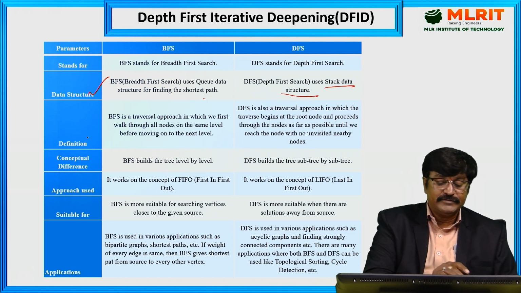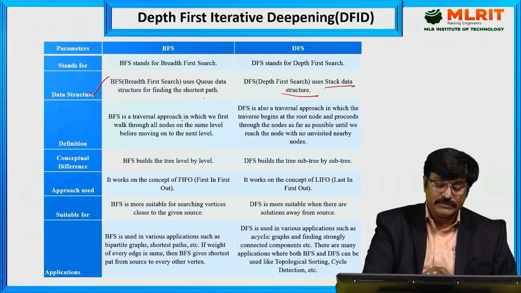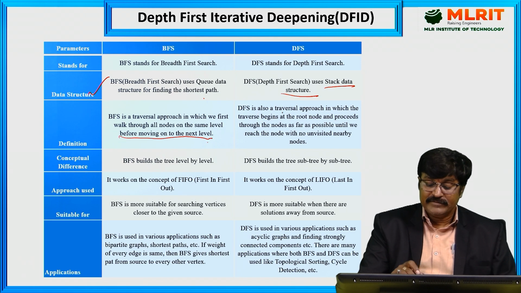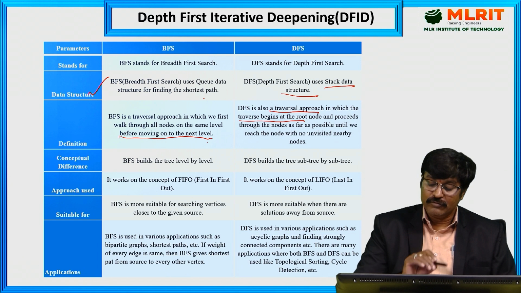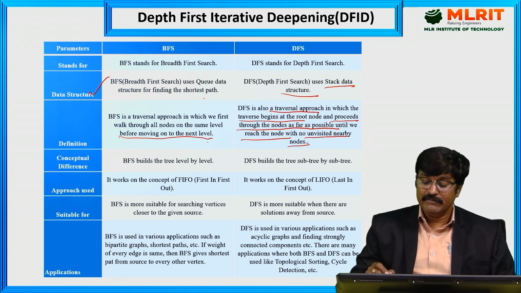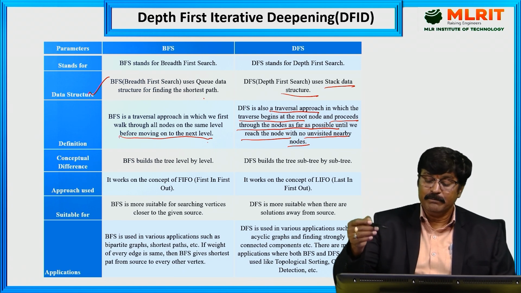Coming to the definition of breadth first search, it is the traversal approach in which we first walk through all the nodes on the same level, the same breadth level. We visit all the nodes before moving to the next breadth level. Whereas DFS is also a traversal approach in which the traversal begins at the root node and proceeds through the nodes as far as possible until we reach a node with no unvisited nearby nodes. Till the depth level is completely exhausted we keep going, then only we backtrack to the parent node and take another depth level.